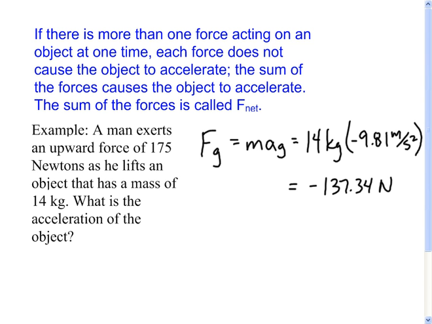The 137.34 newtons, that is this object's what? Weight. Is that the only force on it? No, he is also pulling on it, right? Free body diagram. Here's the object. He's pulling up with a force of 175 newtons. Gravity is pulling down with a force of 137.34 newtons.